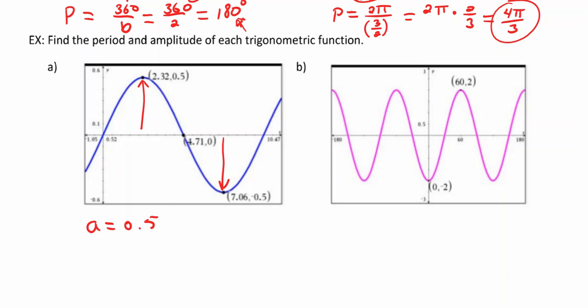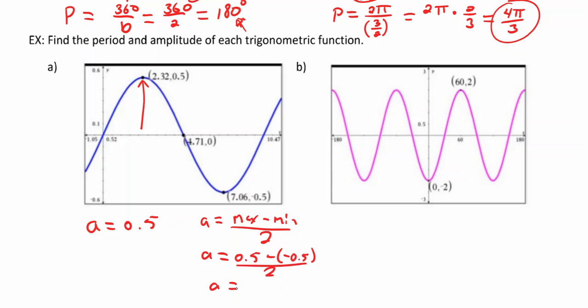Again, we could also find that using the equation that isn't on your formula sheet, but really is just figuring out what half of this graph is. That would be A is equal to the max minus the min, divided by 2, right? So A is equal to 0.5 minus negative 0.5, divided by 2, and that would give you 0.5.